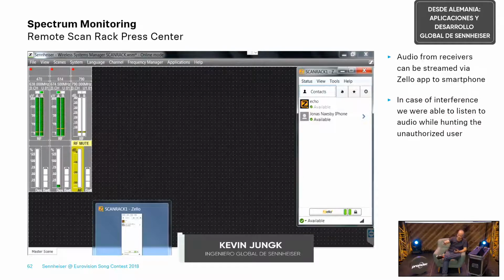And once there is a rogue frequency, I tune one of the receivers in the scan rack to that frequency.